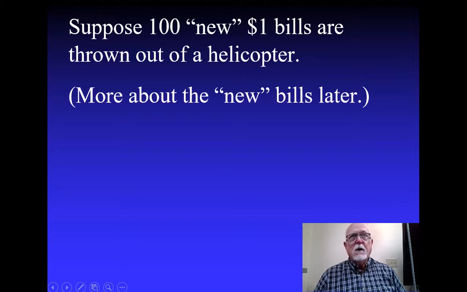Okay, let's get the party started here, so to speak. So let's say that there's 100 new $1 bills thrown out of a helicopter. And so we're going to assume that also people hold no green pieces of paper. Again, that's getting close to the truth. So they would run with those green pieces of paper and deposit that into their checking account or savings account. So the new part of it, we'll talk about that later in relationship to the Federal Reserve System.